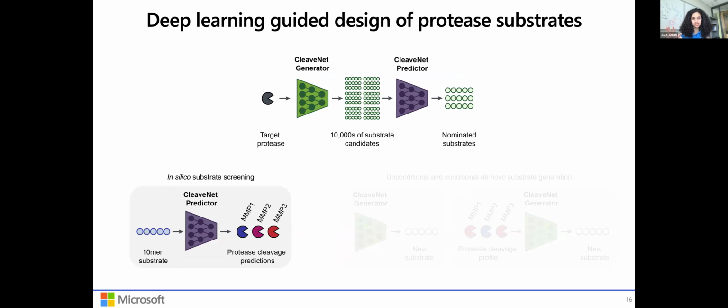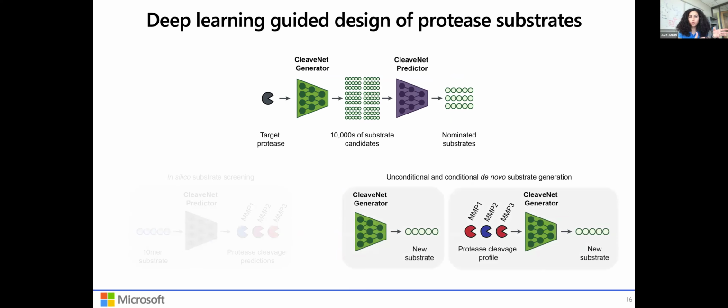So really our goal was not to set out to develop some highly sophisticated predictor model, but rather to deploy the predictor within this pipeline of going from generation to nomination of a candidate set meeting a targeted cleavage profile for proteases of interest. And so the bulk of our efforts and the bulk of this talk are going to be spent discussing our approach to actually design this generator and validate it in vitro experimentally.